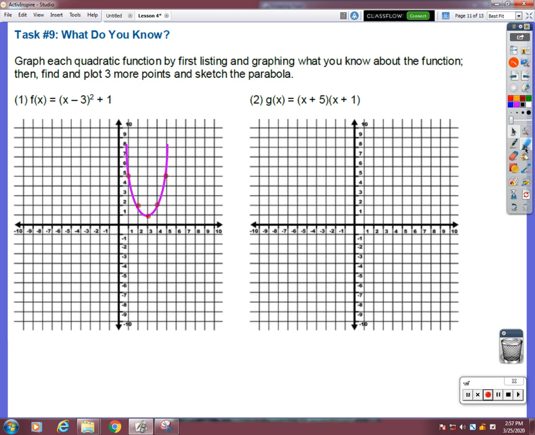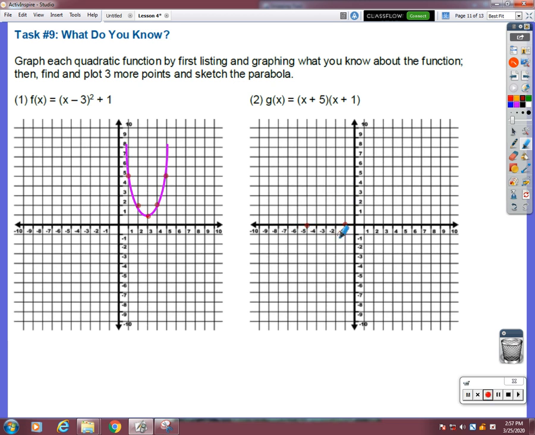All right, for this next one, this is in factored form, so it's going to tell us where the parabola would cross the x-axis, and it's at the opposite of these two numbers. So it's going to cross at -1, and it's also going to cross at -5, okay?